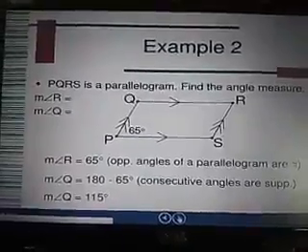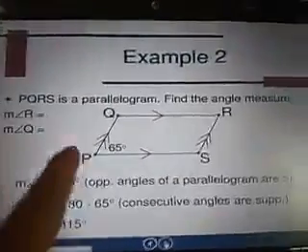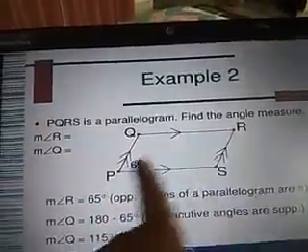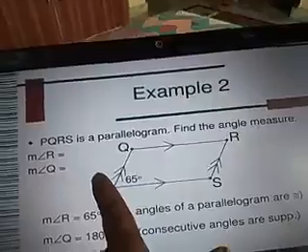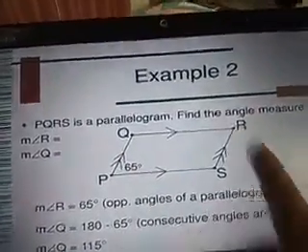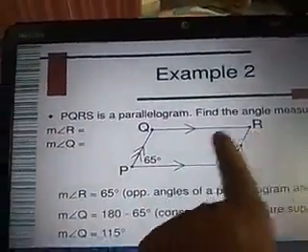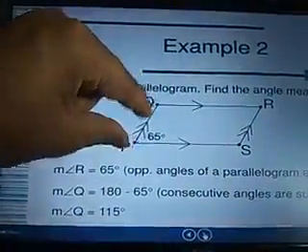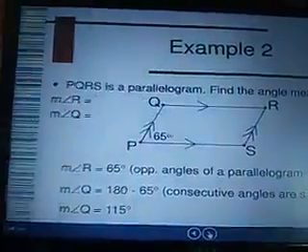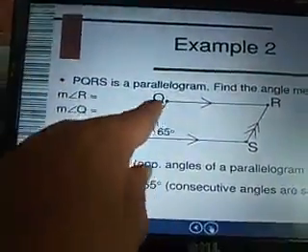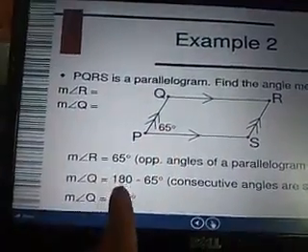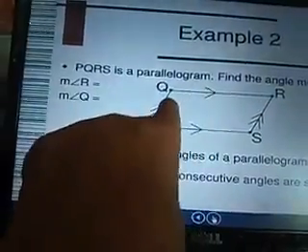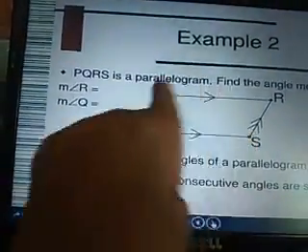Now about the angles. See this one. We've already studied that if it is a parallelogram, then opposite angles are going to be equal. So angle P is going to be angle R. Angle R is 65 because this is 65. Now about the adjacent angles, the sum of this and this is 180. So if we are to find angle Q, we have to subtract this from 180. So 180 minus 65 is going to be 115. This is 115. Then this will also be 115.